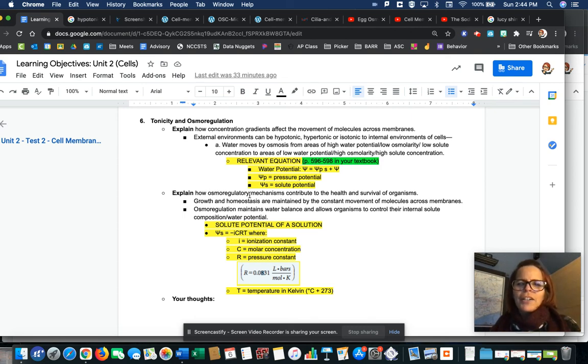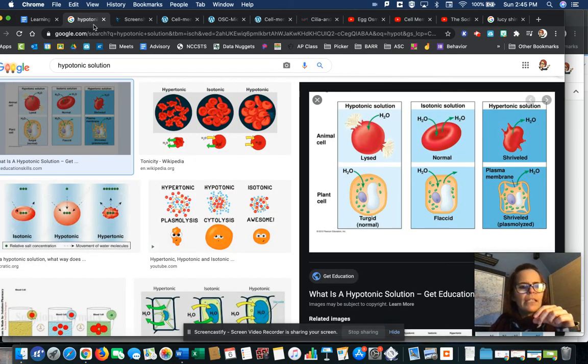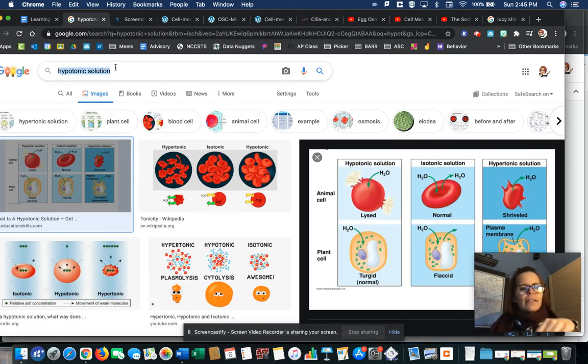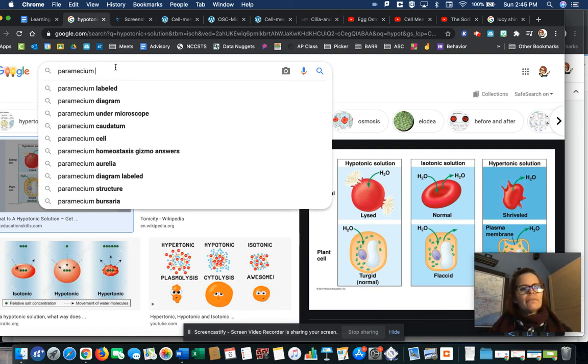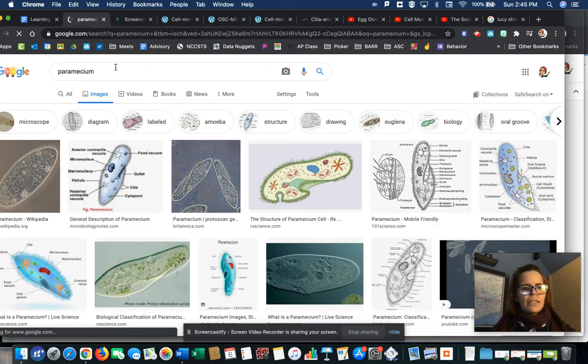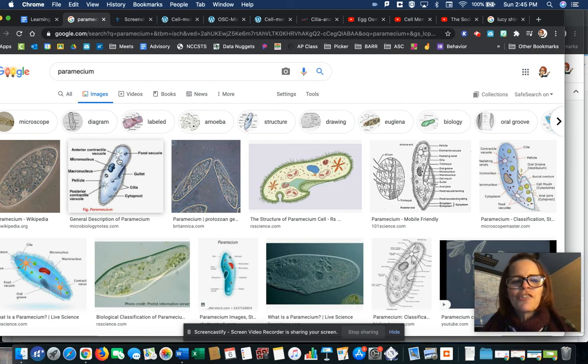Osmoregulation, just to be clear, osmo refers to water, osmosis, and then regulation refers to controlling how water comes and goes. So let me give you an example. There's that single-celled organism called paramecium. Give me a second. I forgot what its thing is called. We'll just go with paramecium and see if it says it here. Vacuole, there we go, the contractile vacuole.